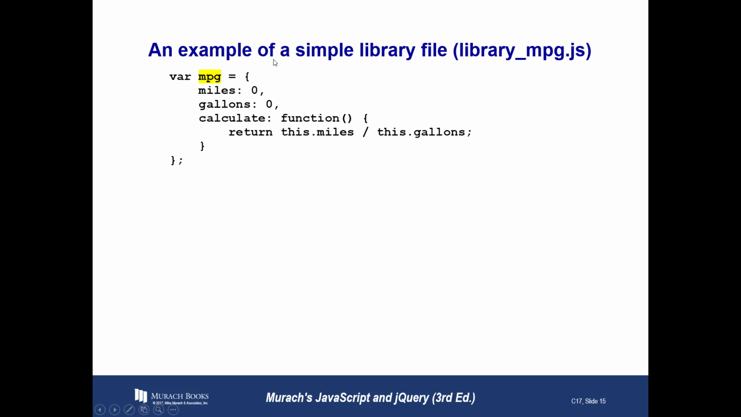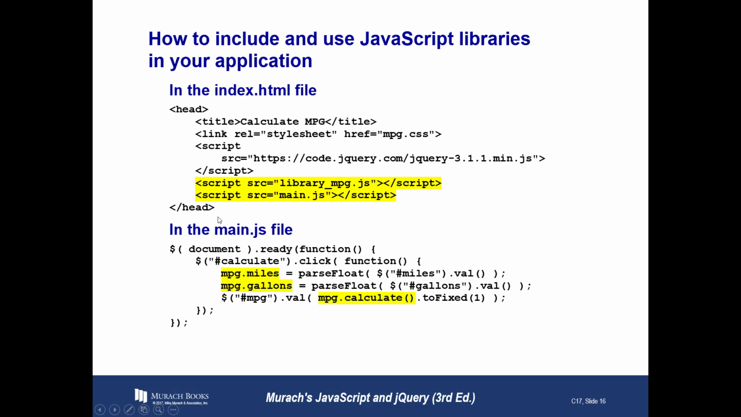So we could come in here and notice in this example, this is a library file called librarympg.js. What are we doing in here? We're creating a miles per gallon file. All right. Then we can add that file right there. That's that first yellow one, along with our own file. Then our own file can reference the other file.